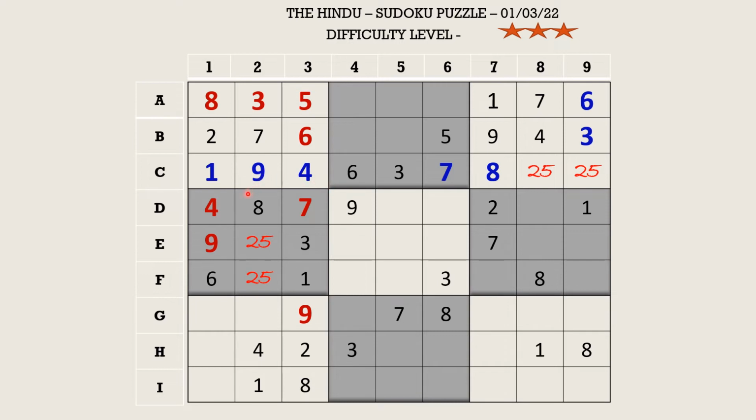Let's try to fill D row. There is a 3 here in the central block which blocks these 2 cells. So in D row 3 goes in D8. Now in D row the missing numbers are 5 and 6. There is a 5 here blocking. So D6 takes 6 and D5 takes 5.